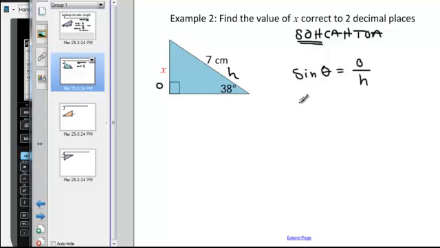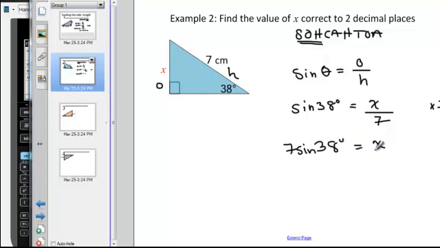And let's fill in what we know. Well, we know that the angle is 38 degrees. And that's equal to the opposite, which is x, which is what we want to find out, over the hypotenuse, which is 7. So to solve for x, I need to multiply both sides by 7. So I get 7 times the sine of 38 degrees is equal to x. So I'm going to go back to my calculator to work that out.